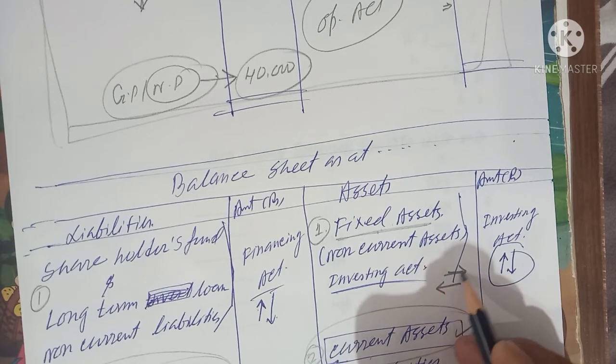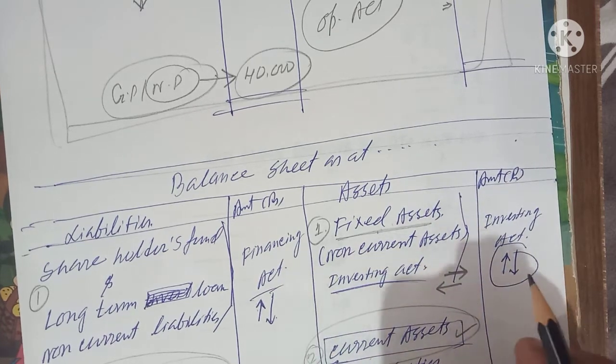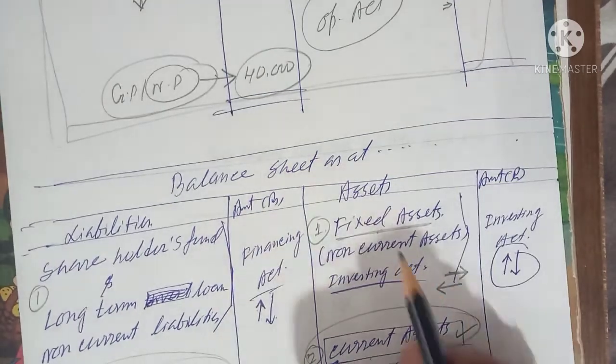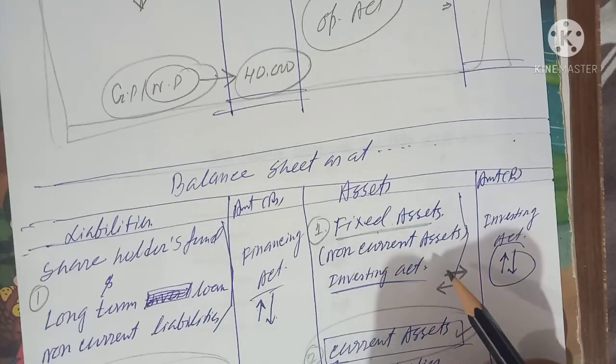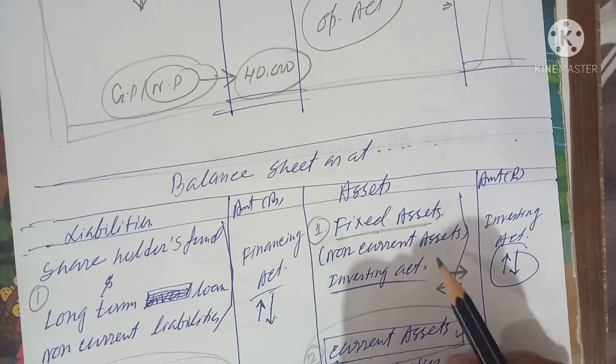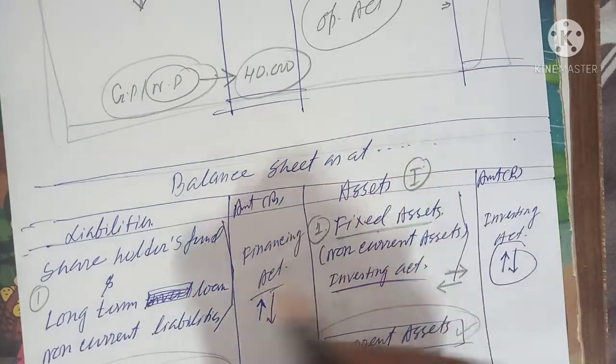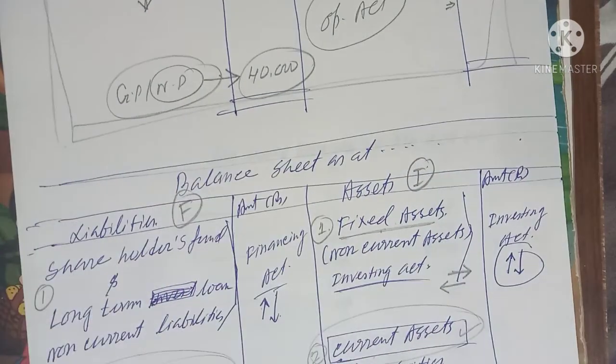Suppose you are buying one fixed asset, cash is going out. So the transactions related with fixed assets, either coming or going, come under the investment activities. So this is called investment activities and this is called financial activities.